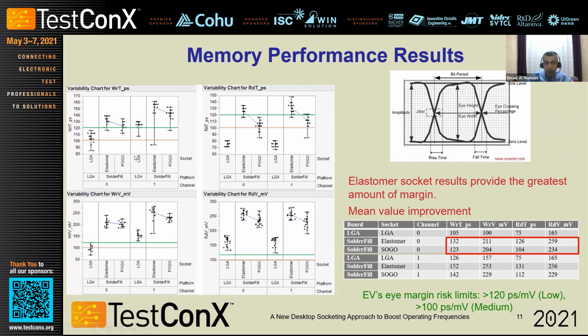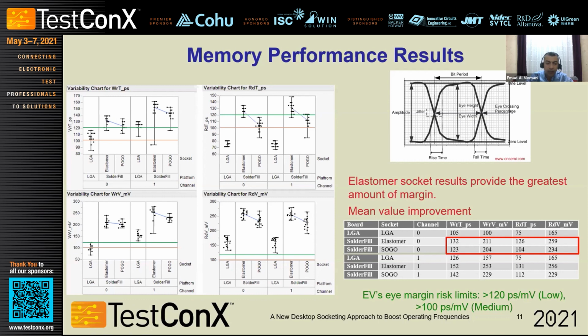That applies to the write and read as well, which are in very good shape. Elastomer, of course, showed higher, better performance than the SOGO bin. I can see this is getting a little bit lower than what we would like to see in this case. On the voltage side, things are much better. All of them fall on the green area, or above this green line, which means a low risk area. So this is a very good indication that these new socket technologies are giving us some advantage.